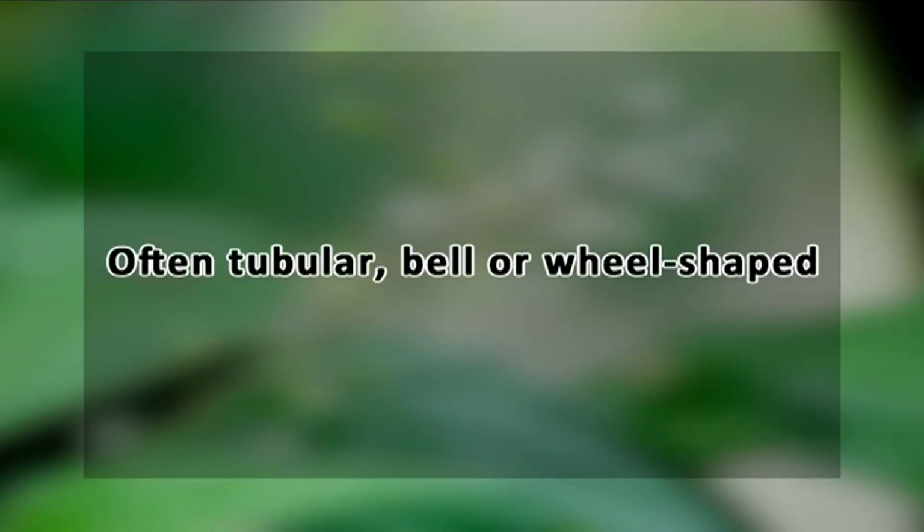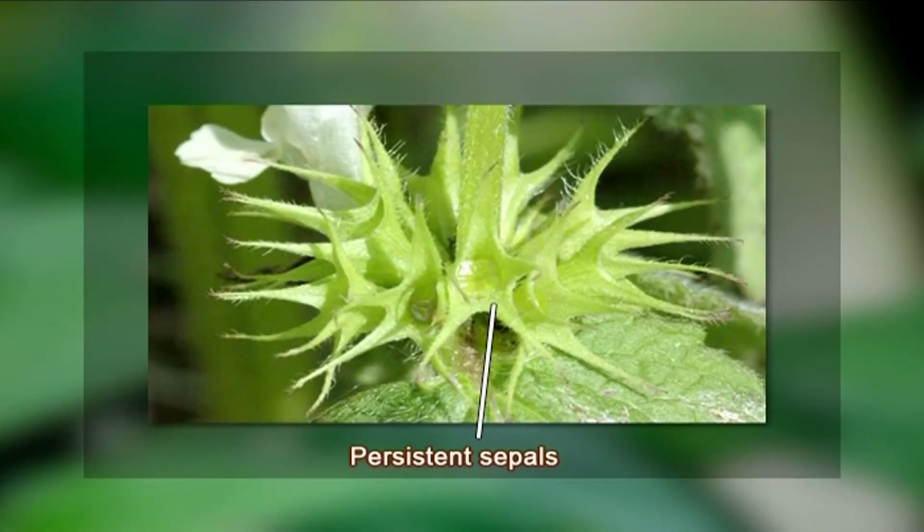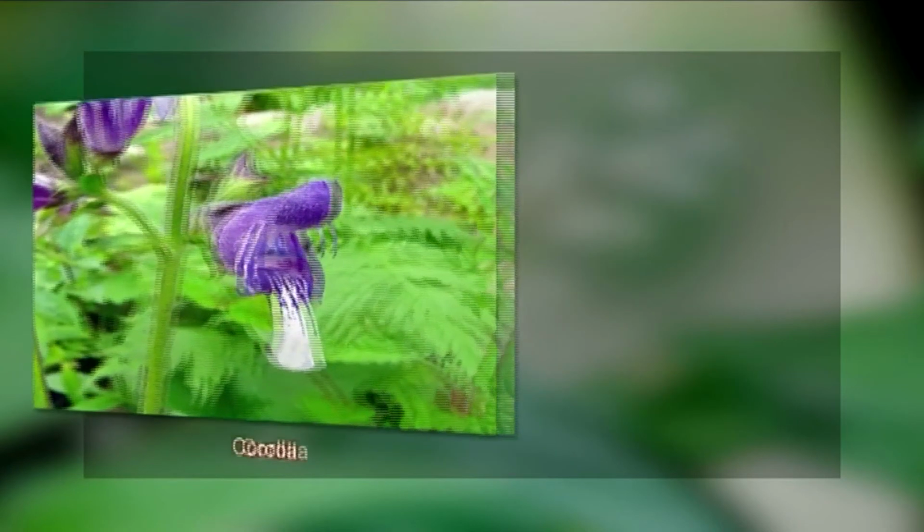The calyx is often tubular, that means tube-like, or it can be bell or wheel-shaped. A characteristic feature of Lamiaceae is that the sepals are persistent and sometimes they are enlarged in their fruits.